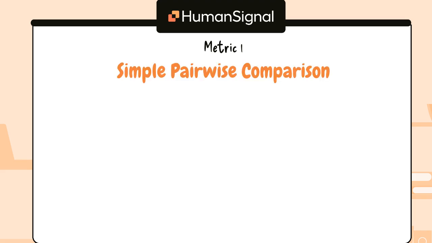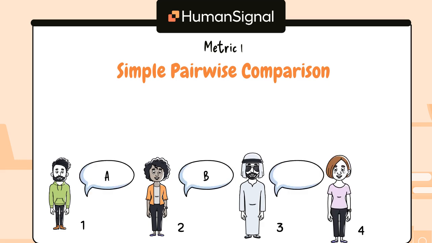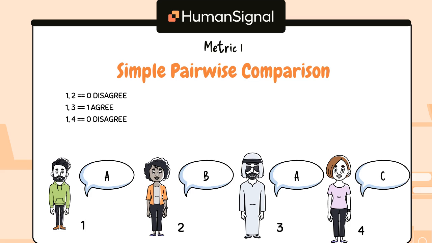Let's look at the LLM quality example. Let's say that you have 4 annotators, 1, 2, 3, and 4, and that you've asked them to pick between 3 possible LLM responses, A, B, and C. They annotate as shown on the screen. We'll compare each annotator to each other annotator as follows. First, we'll compare annotators 1 and 2. They disagree, so they get an agreement score of 0. Then we compare 1 and 3, who agree, so they get a score of 1. Next, we compare 1 and 4, who disagree, so they get a 0.